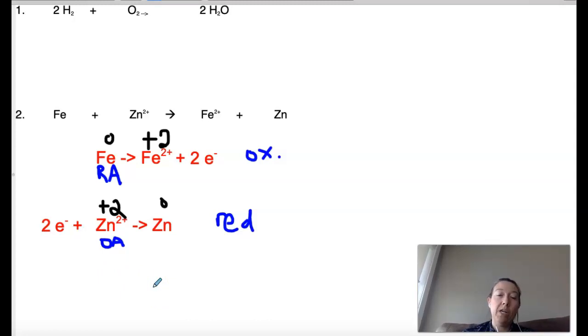If you can't identify an OA and an RA, you're going to find that nothing really is going to make sense. So really important, if you finish this and you're like, I have no clue what's happening, that you send me an email and let me know so that we can try to get that sorted for you, because redox is definitely quite an important unit.